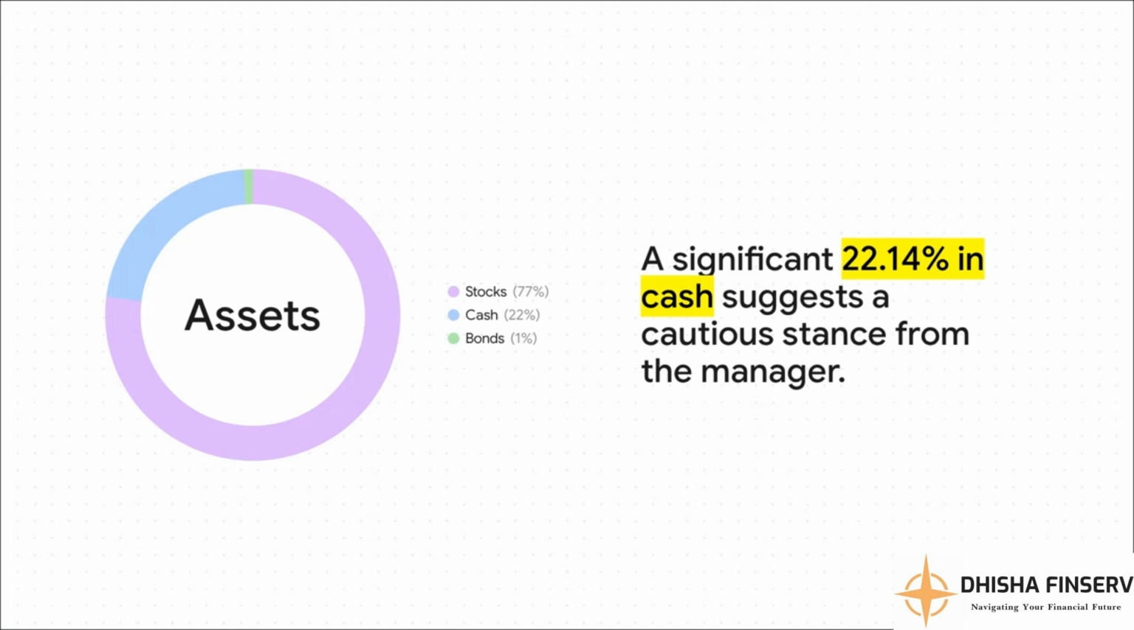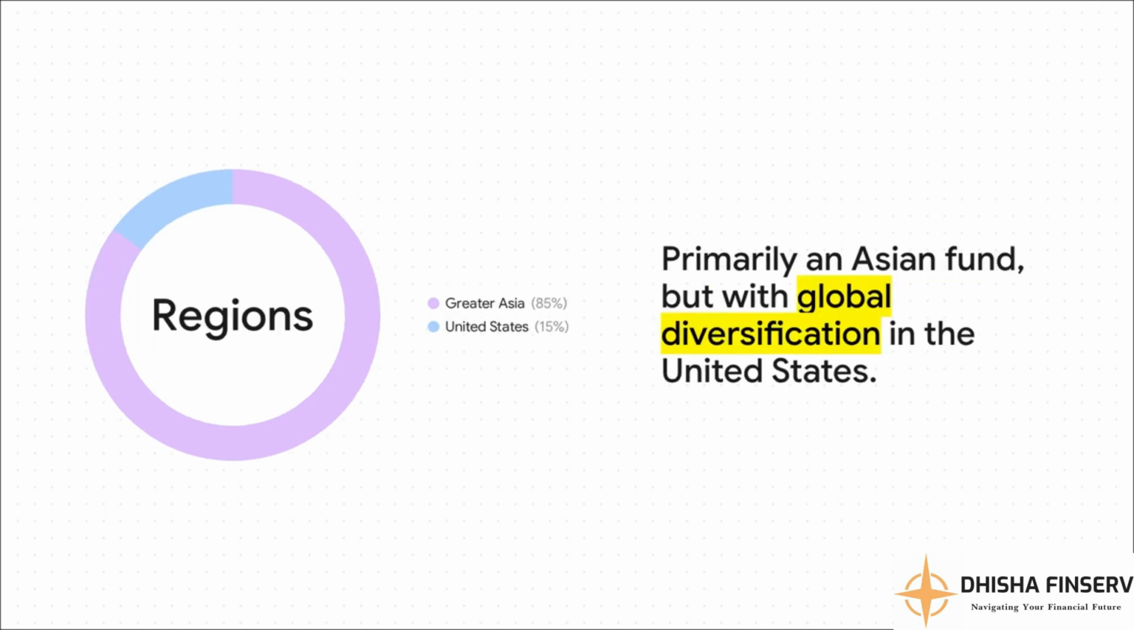First, let's see how the money is split up. And right away, something kind of jumps out at me. Look at that, 22% held in cash. That's a pretty big chunk for an equity fund. Now, what could that mean? Well, it might suggest the fund manager is being cautious, maybe keeping some cash on the sidelines, waiting for the right moment to buy.